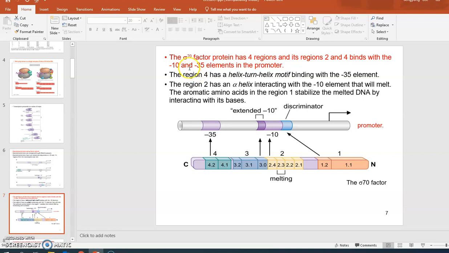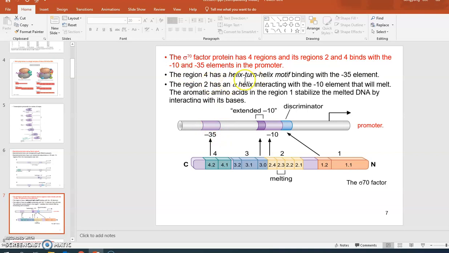So the sigma factor 70 is very important, and this is the sigma factor structure. It has four regions, 1, 2, 3, 4, that have unique amino acid sequences and unique domains that interact with the promoter sequence of the DNA, recognizing and binding it. Among those regions, regions 2 and 4 bind with the minus 10 and minus 35 elements of the promoter sequence.